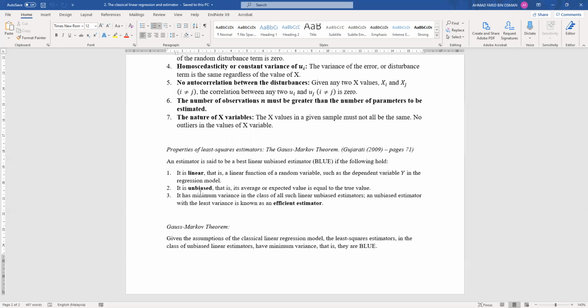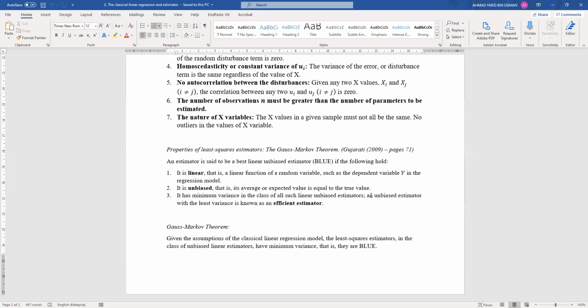It means that the average of all possible estimates we get from different samples must be equal to the true value of the parameter, which is the unknown one. The estimator that can give us the actual value as the average of all possible estimates, we call an unbiased estimator. Number 3, it has minimum variance in the class of all such linear unbiased estimators, and an unbiased estimator with the least variance is known as an efficient estimator.